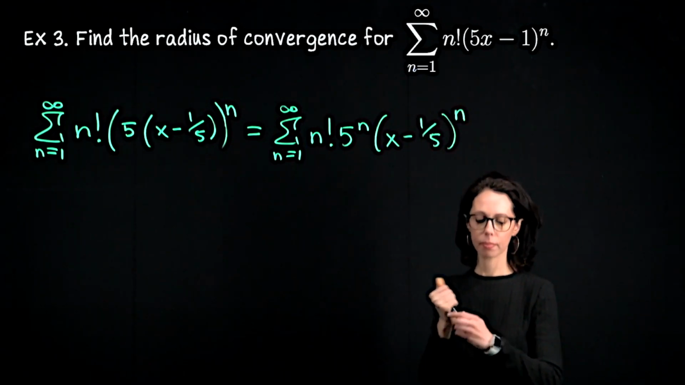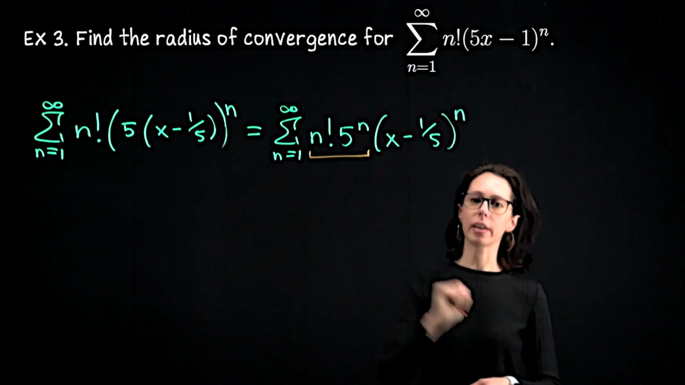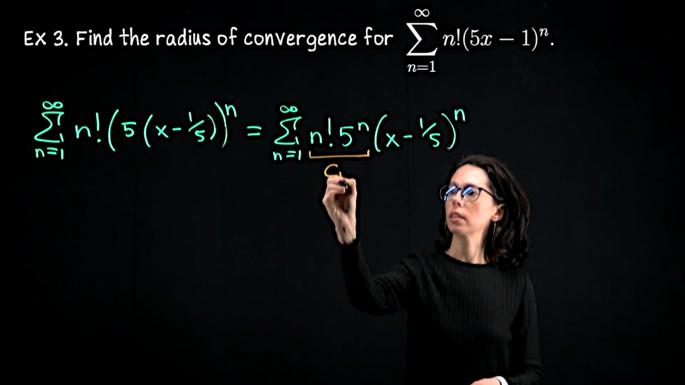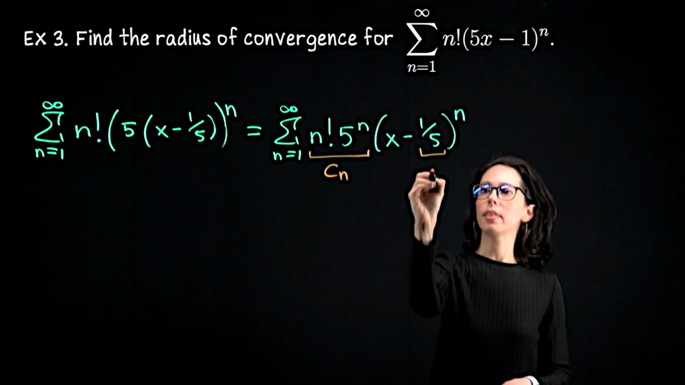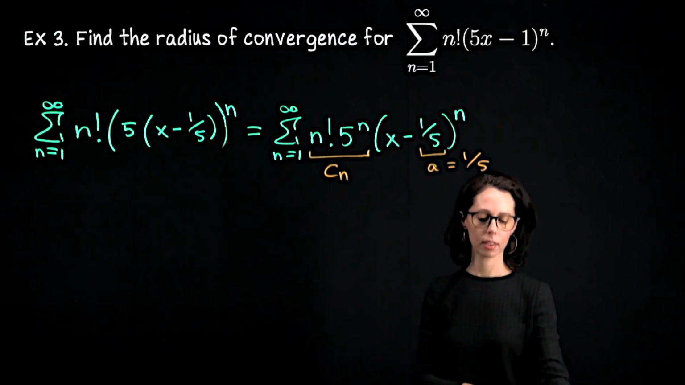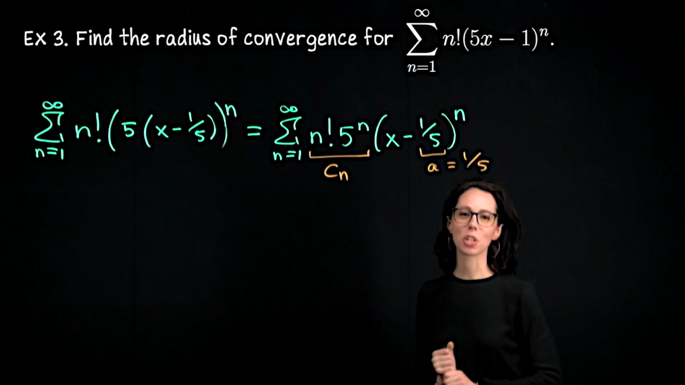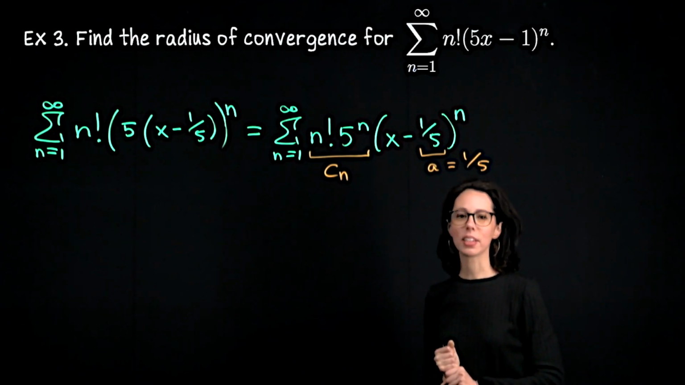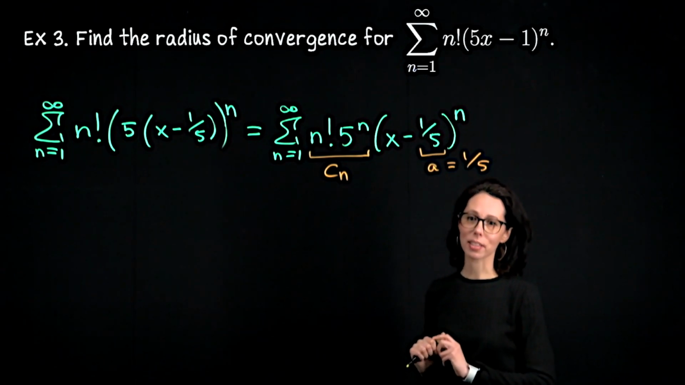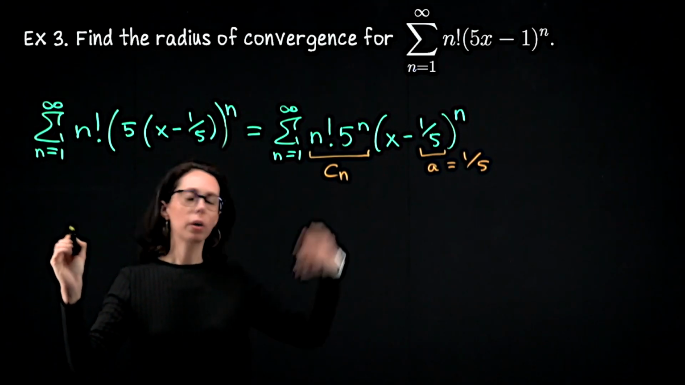Okay. Written this way, we can see that the coefficients for this power series look like n factorial times 5 to the n for each index n. So these are the coefficients, and then 1/5 is the center. Nothing I just did is necessary to find the radius of convergence. I just wanted to do a little exercise in rewriting the series expression. So let's now do the ratio test in order to find what the radius of convergence for this power series is. So I'm going to work with the original expression.